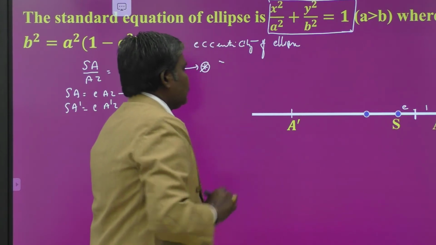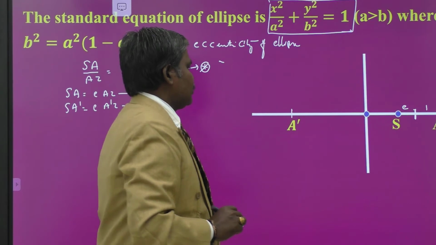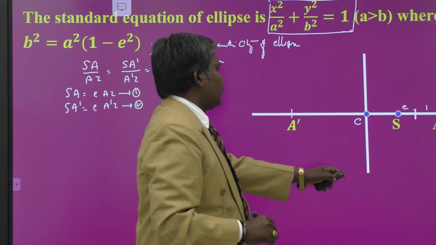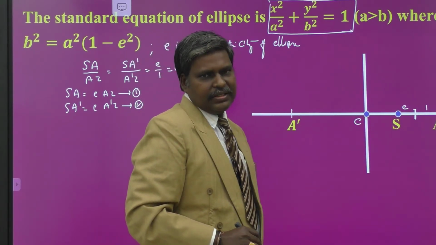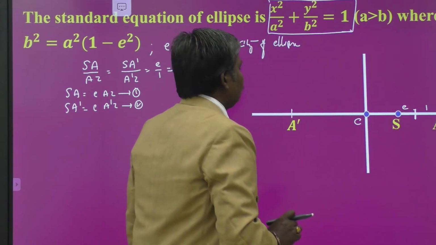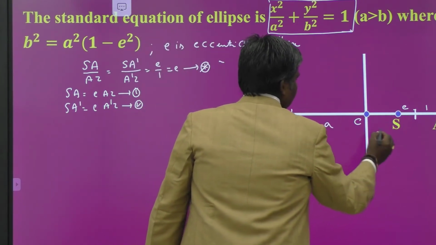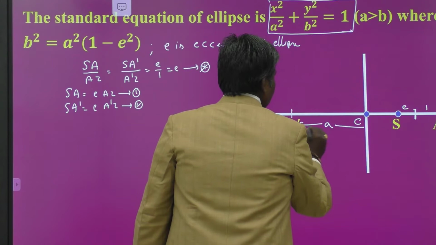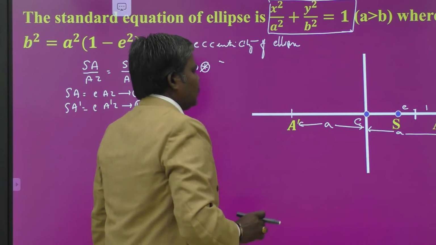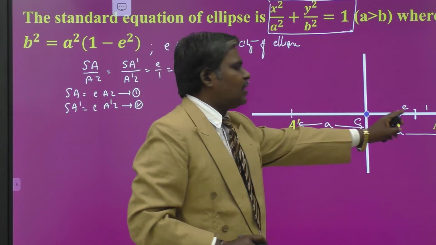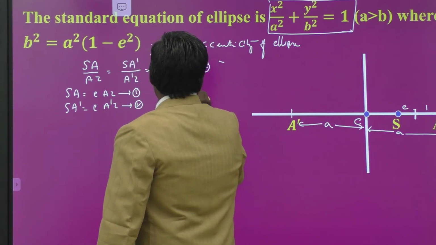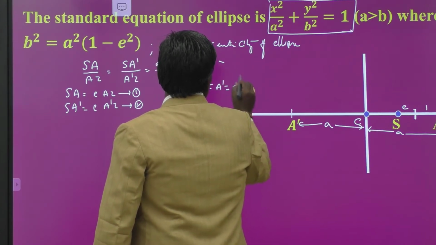Next, let C be the midpoint of AA dash. This is C, which is the midpoint of AA dash. This is the line which is perpendicular to the axis. And choose CA is equal to CA dash is equal to small a. The distance from here to here is small a. Here to here is also small a. After construction of A dash, choose C as midpoint of AA dash in such a way that CA is equal to CA dash is equal to small a.